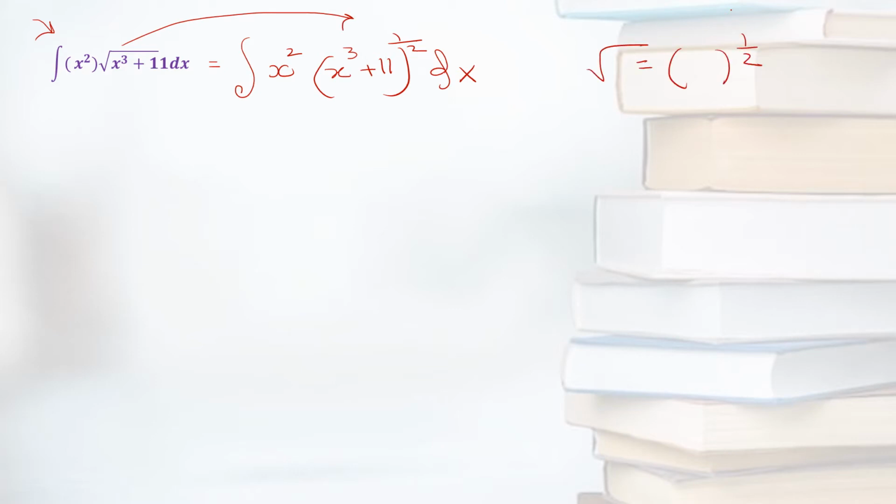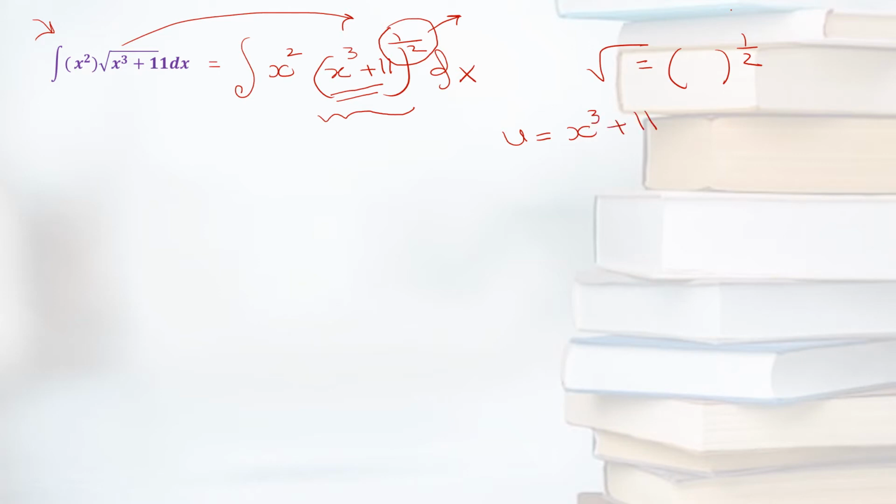Now after that, recognize where your composite function is. The function that has a power is said to be a composite function because it has an inner function written inside the bracket, and the outer function is your power. Now name the inner function of this composite function as u. So u equals x cubed plus 11.